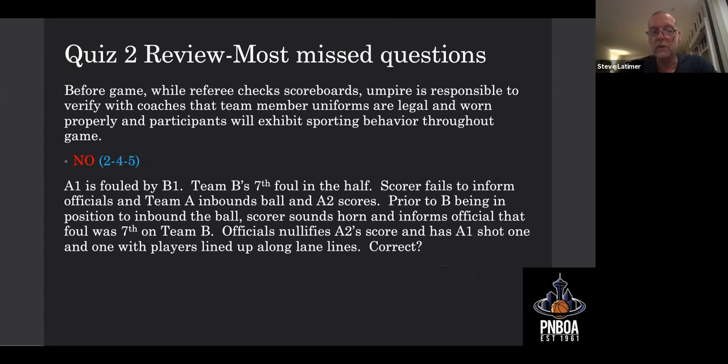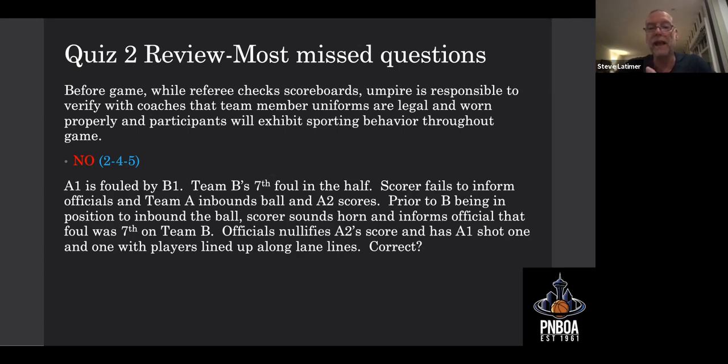A1 is followed by B1. This is B's 7th foul of the half. The scorer fails to inform the officials, and team A inbounds the ball instead of shooting free throws, and A2 scores. Prior to B being in position to inbound the ball, the scorer sounds the horn and informs the official that the foul was team B's 7th. The officials nullify A2's score and have A1 shoot 1-and-1 with the players lined up along the lane line, correct?